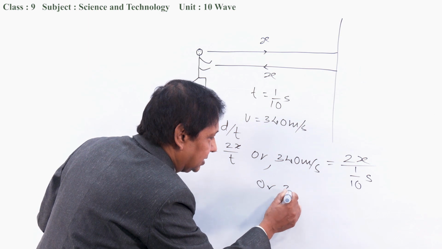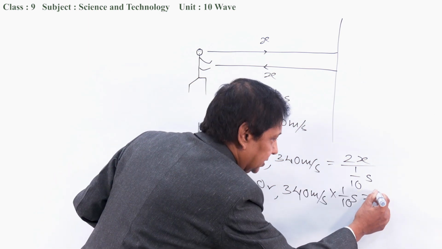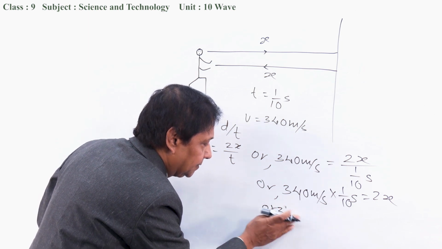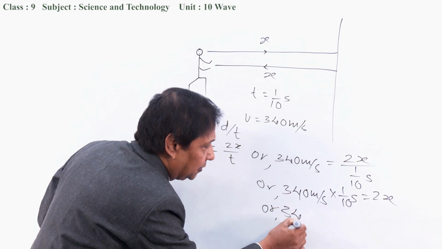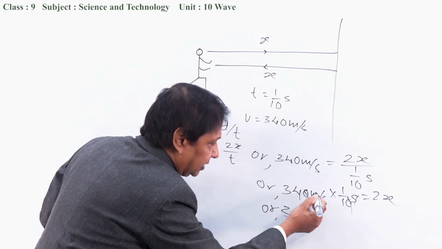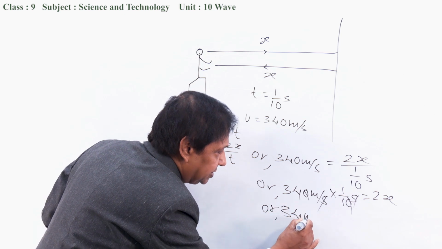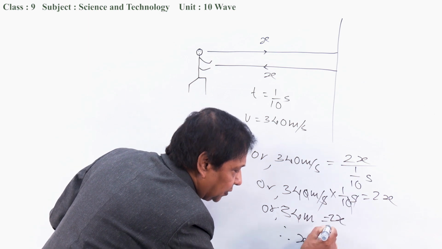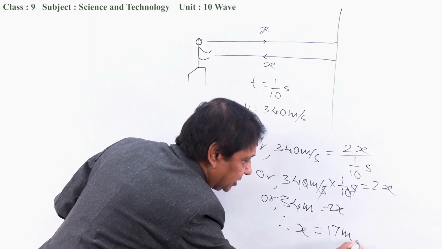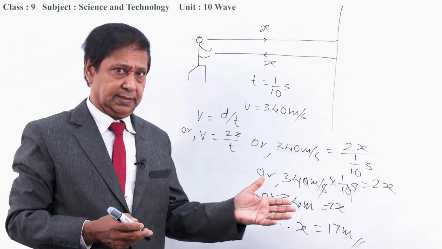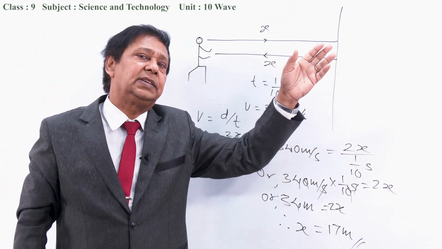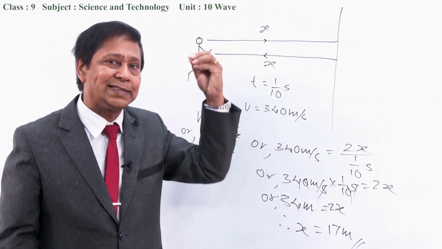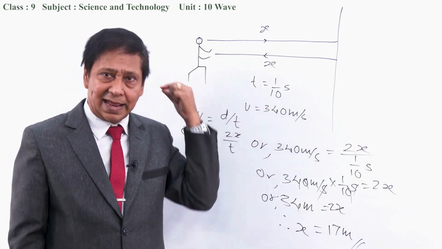If 1 by 10 second is taken to the left hand side, this is equal to 2x, this is equal to 34. Zeros cancel, seconds cancel, 34 what? Meter is equal to 2x, and therefore x is equal to 34 divided by 2, which becomes 17 meter. What is this? It means if the sound reflecting surface is at a distance of 17 meter, then the reflected sound comes to our ear exactly at 1 by 10 second.